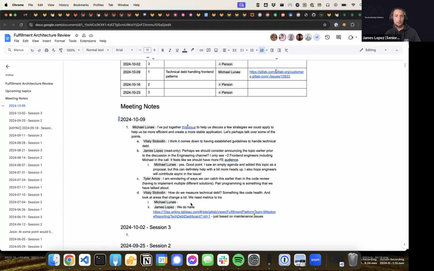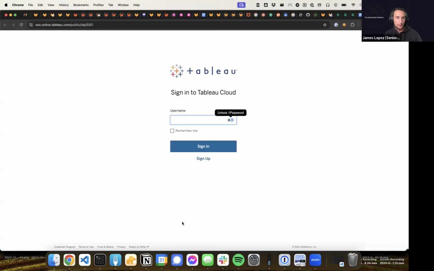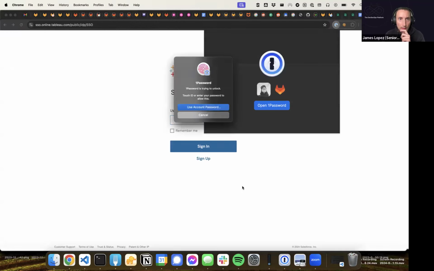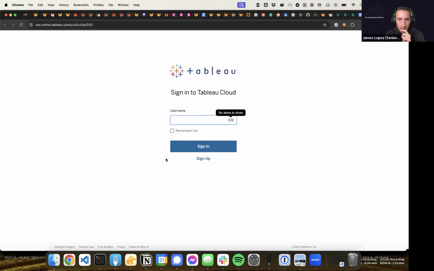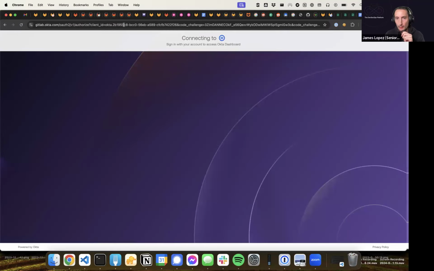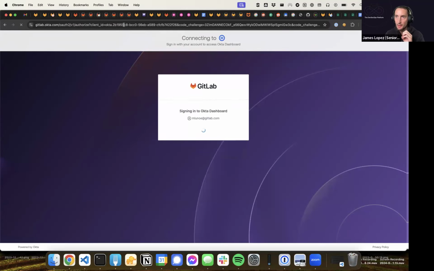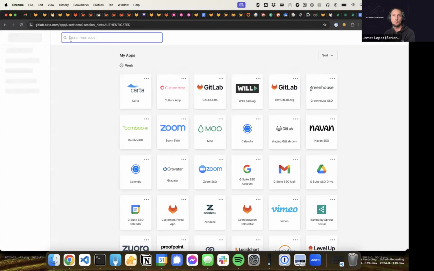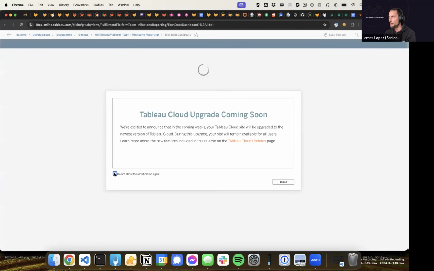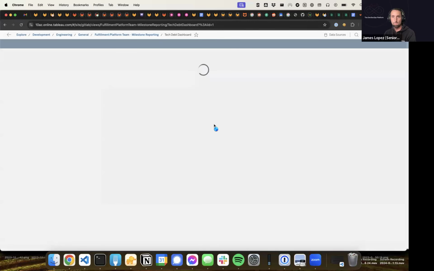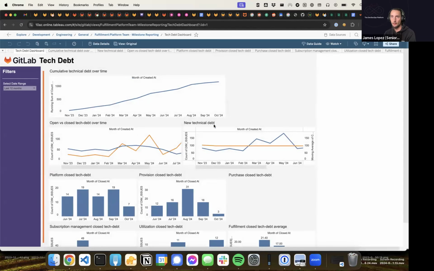Just wanted to point out that we do have a Tableau dashboard related to technical debt. I think this is for CustomersDot. I haven't checked in a while, actually. This was moved from Periscope to Tableau now. But yeah, it may not be the best way to measure this. But we do have something there.